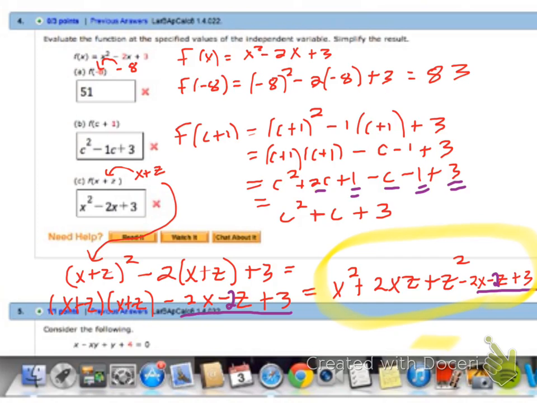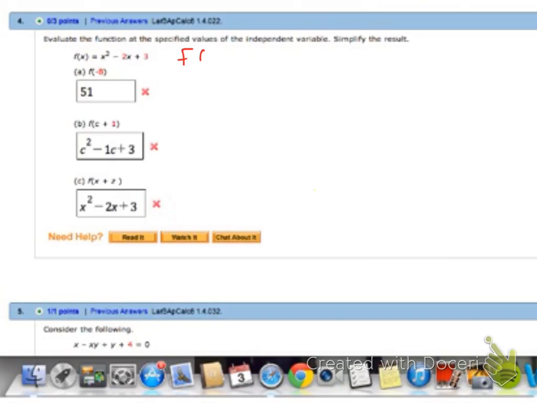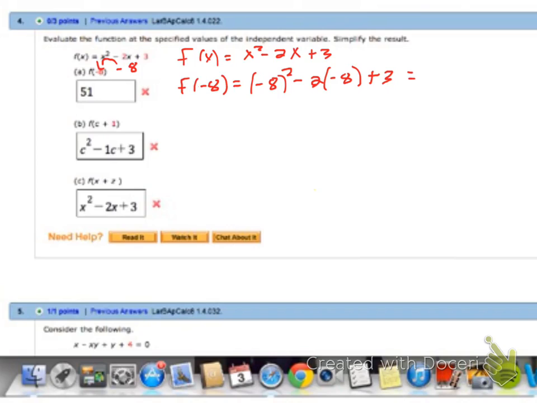So let me back up, get back to where I was. We saw this -8 going in, and then from there you evaluate and get an 83. That's what you're going to put in. When you have a value put into a function, you're going to get out a value. So we'll throw 83 in the mix. That means right here is 83.